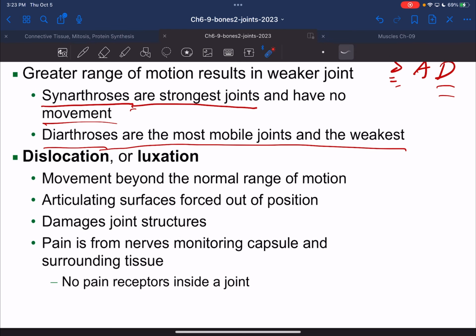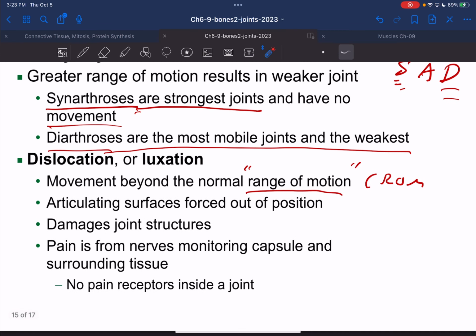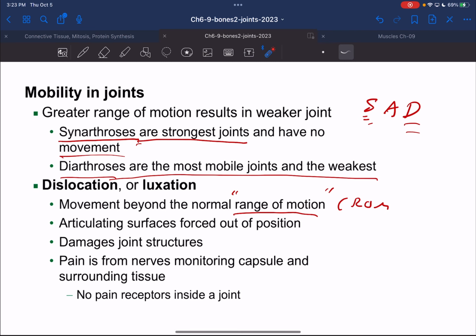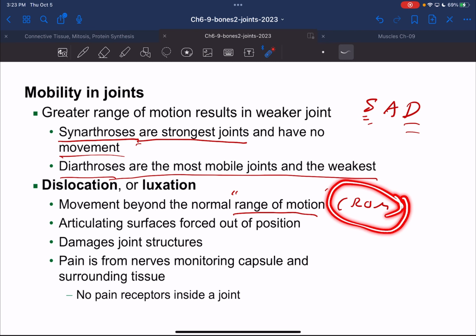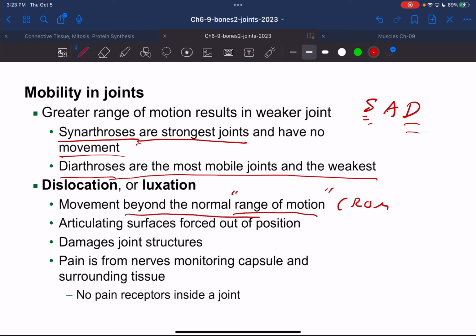Now, the word to describe a dislocation, its definition is based off of a previous vocab word on the first page of joints, range of motion. That was also abbreviated for you as ROM. And so range of motion is going to be whenever a joint or the motion goes beyond the range of motion, that is the definition of a dislocation, beyond the range of motion. And then some articulating surface was forced out.